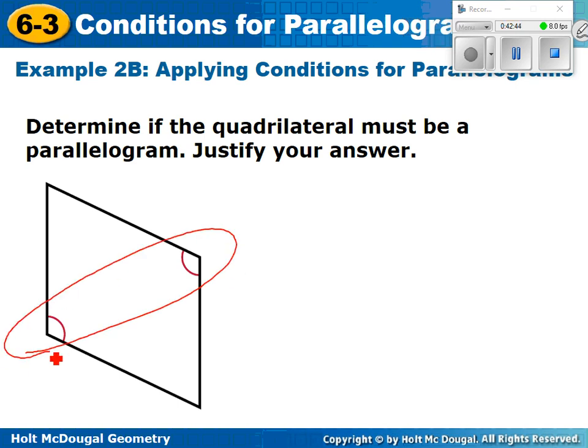So yes, these are congruent, but we don't know anything about these two angles. Does that make sense? We don't have enough to prove that their consecutive angles are supplementary. We don't know anything about the sides at all, so we don't know if they're congruent or parallel. We don't know anything about the diagonals. So the answer would be what? No. Justify your answer.